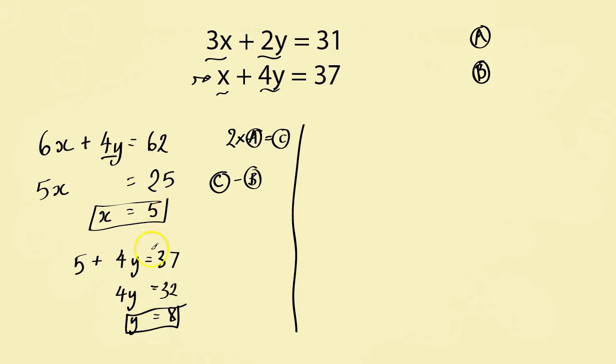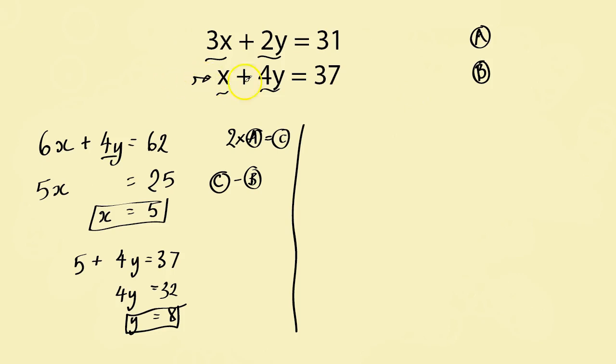And again, I can use my 2 equations to check back in. 3 lots of x would be 15, and 2 lots of y would give me 2 lots of 8, 16. 15 plus 16 does give me 35, so indeed I've found the right solution. Okay, so that's one way of doing it.